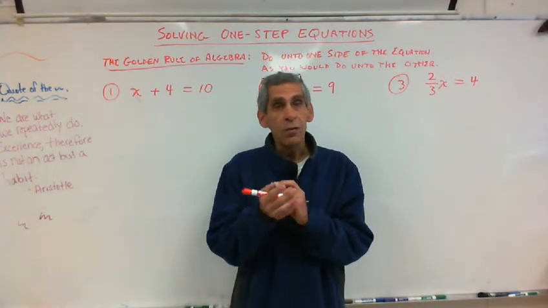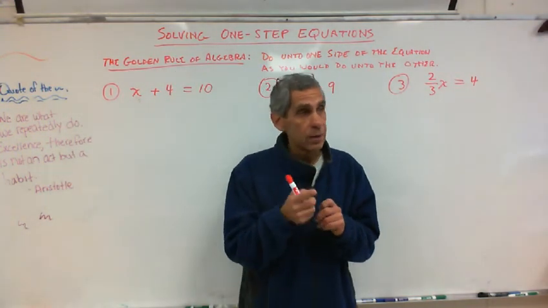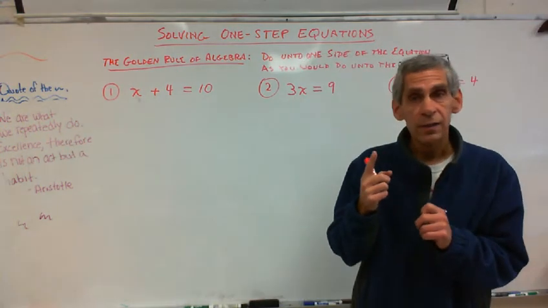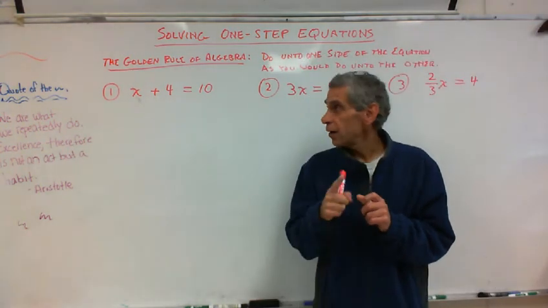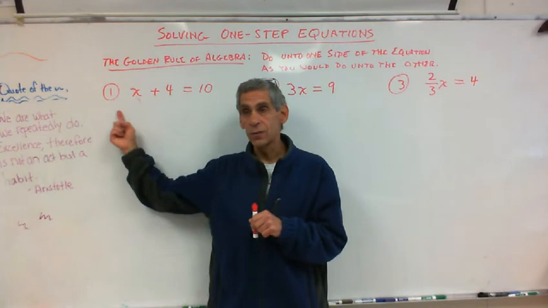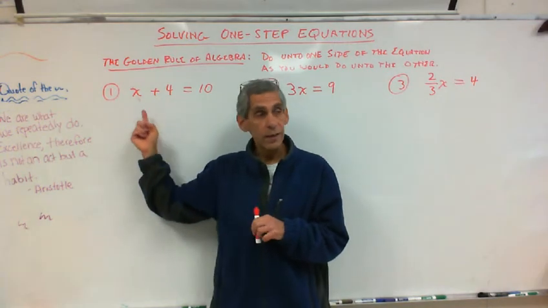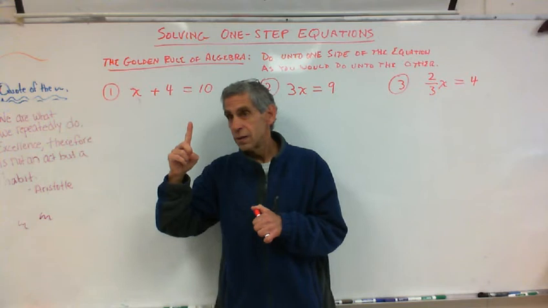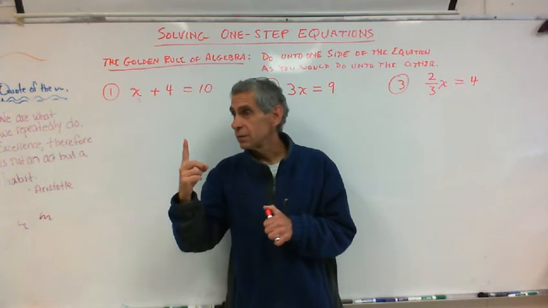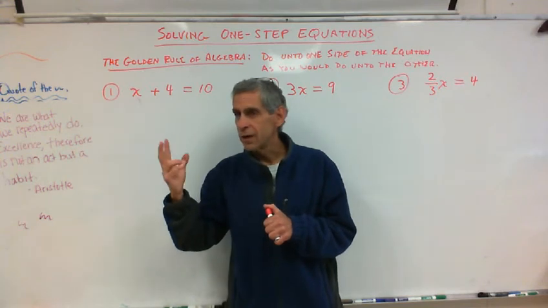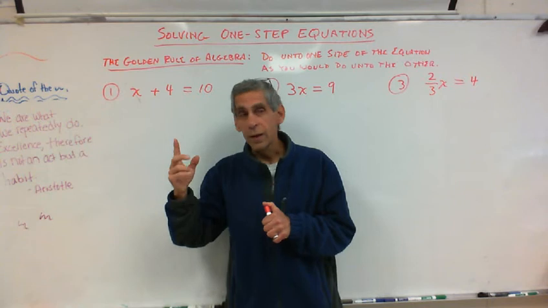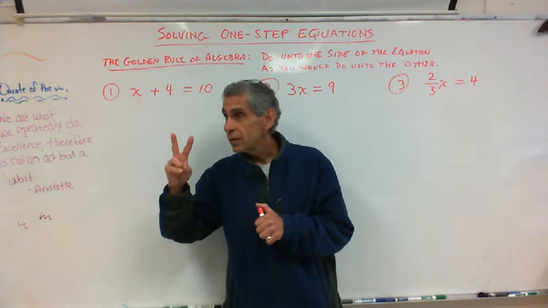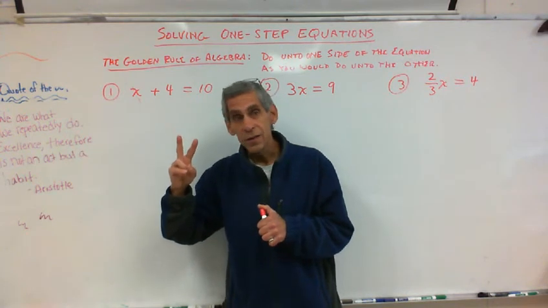Now, I'm going to tell you something that's really very good information. How many variables do I have in this equation right here? One variable. If you have one variable and one equation, you can always solve for that variable. Now that sounds kind of obvious, right? But if you had two variables, how many equations do you need to solve for it?